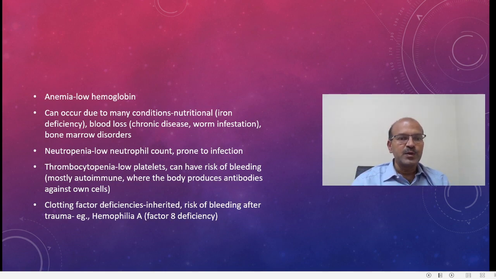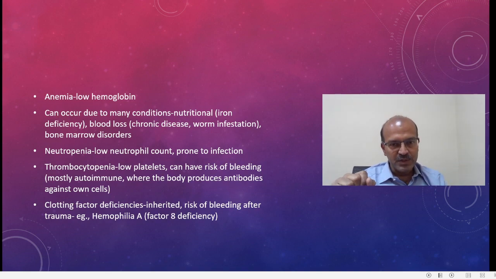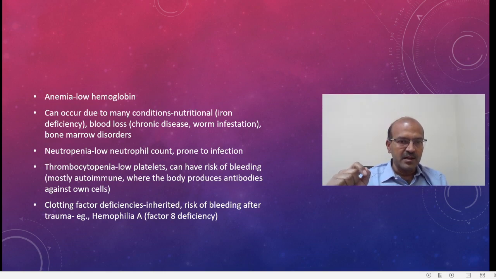And we also know that anemia can happen due to various conditions. Nutritional anemia is the most common, and iron deficiency is a contributing factor. We have vitamin B12 and folic acid also as important components which are needed for the iron and hemoglobin synthesis.